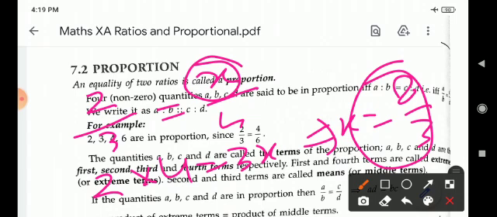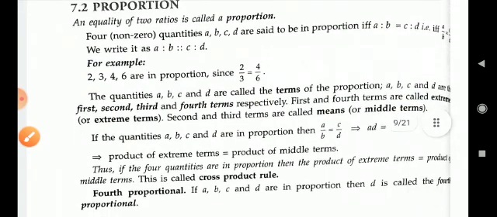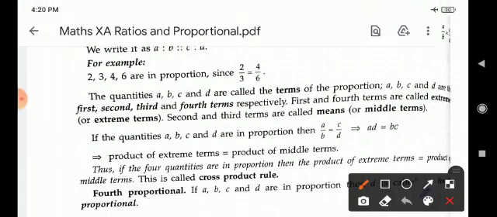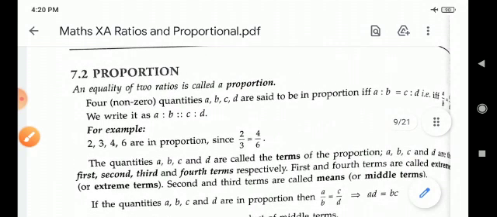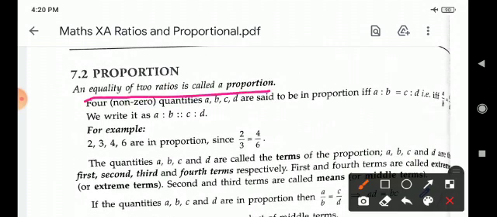Another meaning of proportion is an equation which defines that the two given ratios are equivalent to each other. In other words, the proportion states the equality of the two fractions or ratios. When two ratios are equal in value, then they are said to be in proportion. Now children, an equality of two ratios is called proportion. Very important part, an equality of two ratios is called proportion.